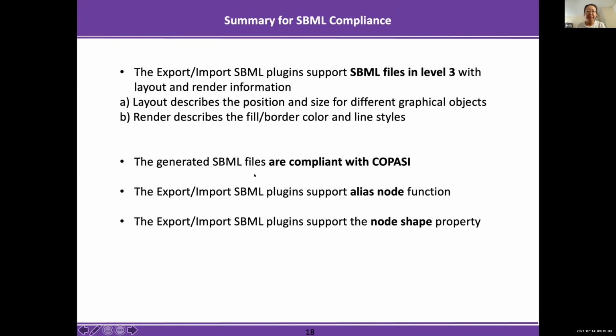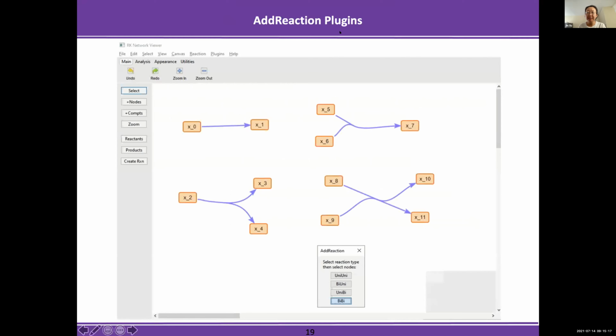The generated SBML files are compliant with Copasi, as we have cross-checked, and it also supports alias node function and node shape property. So far I have introduced the SBML compliance for our tool. Next, I want to introduce a little bit more about plugins so that you can see what kind of things third parties can extend this viewer with.